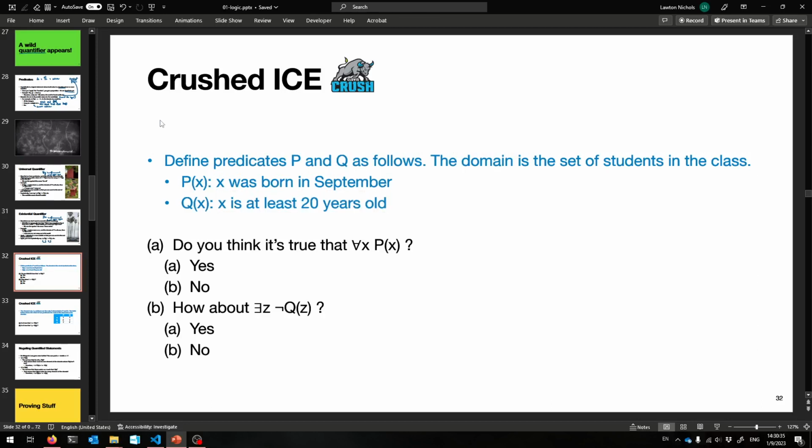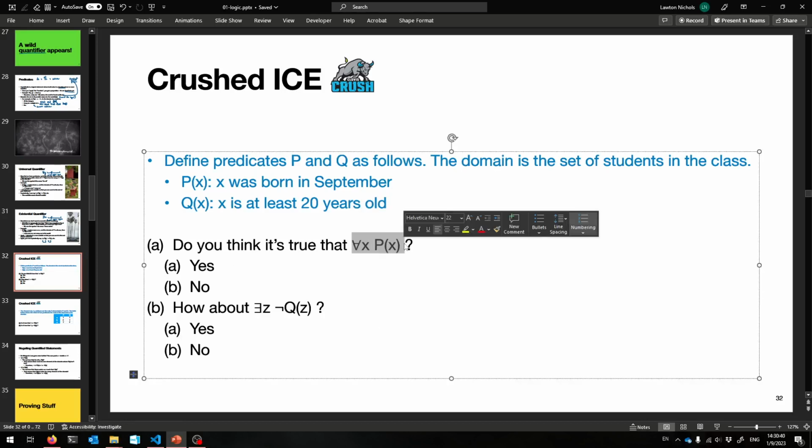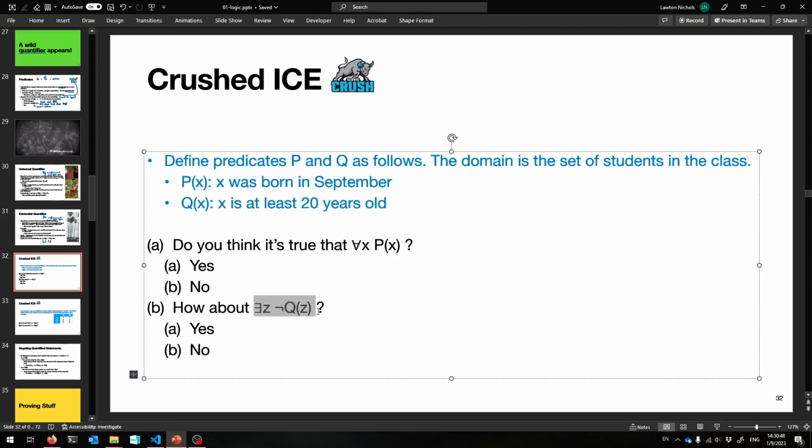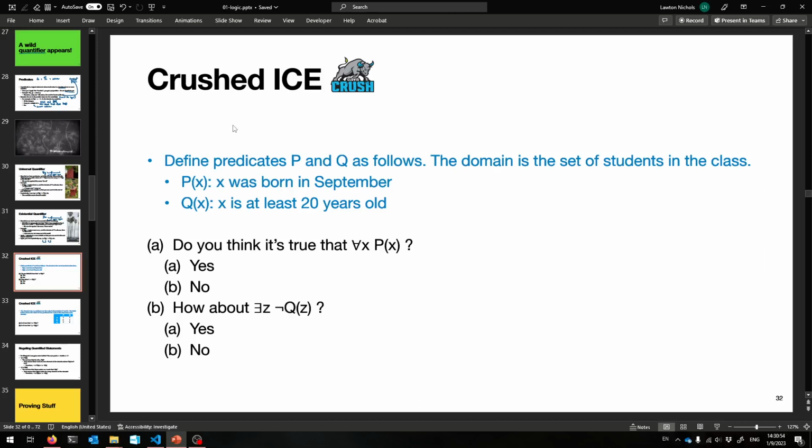All right? So try both of these. Do you think it's true that for all X, P of X? Is that a true statement? For every X, P of X is true? And then how about this one? There exists a Z such that not Q of Z is true. So another way to say that is there exists a Z such that Q of Z is false. Okay? So think about those, and then I'll come back and do them.